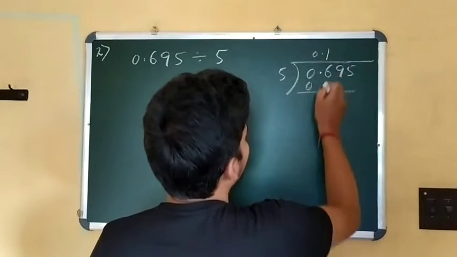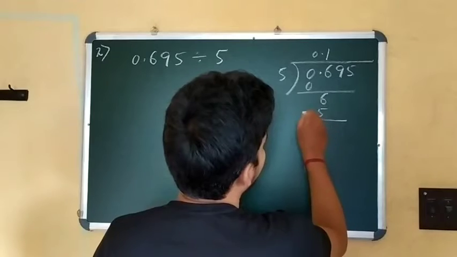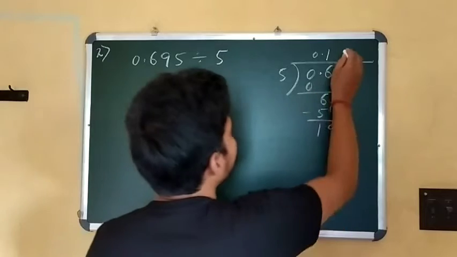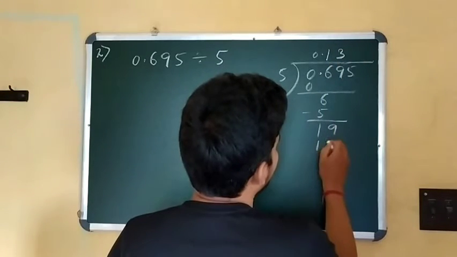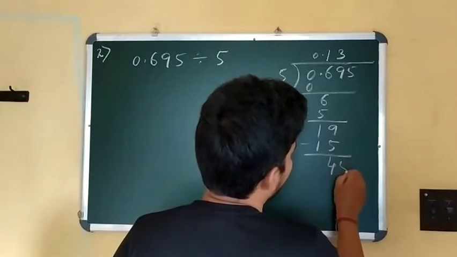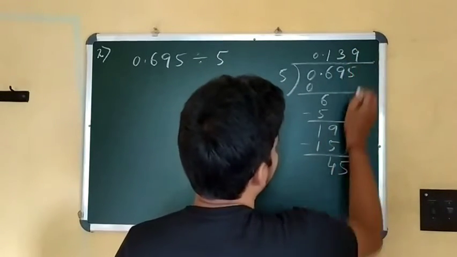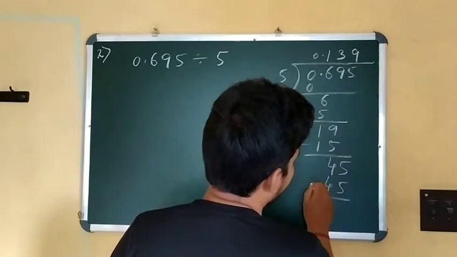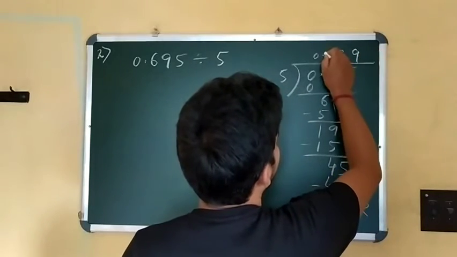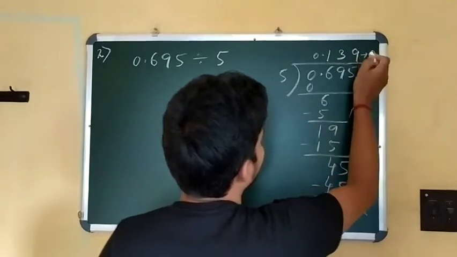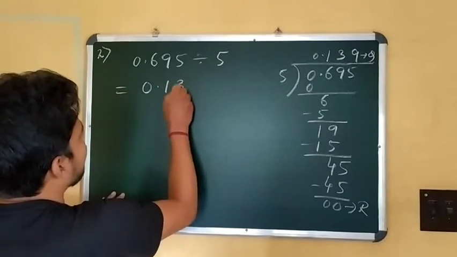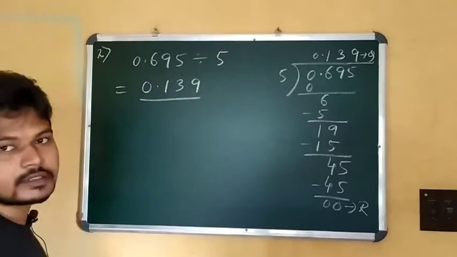Now 5 into 1, that is 5, subtract, 1, 9 comes down. Then 5 into 3, that is 15. Now 9 minus 5, 4, 5 comes down. 9 into 5, that is 45. So 0 is our remainder and 0.139 is our quotient. That means that is our answer. Our answer is 0.139. That is our answer.